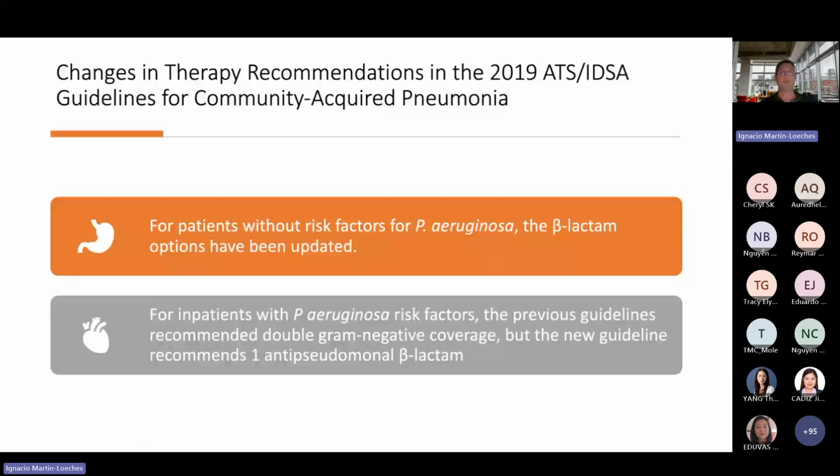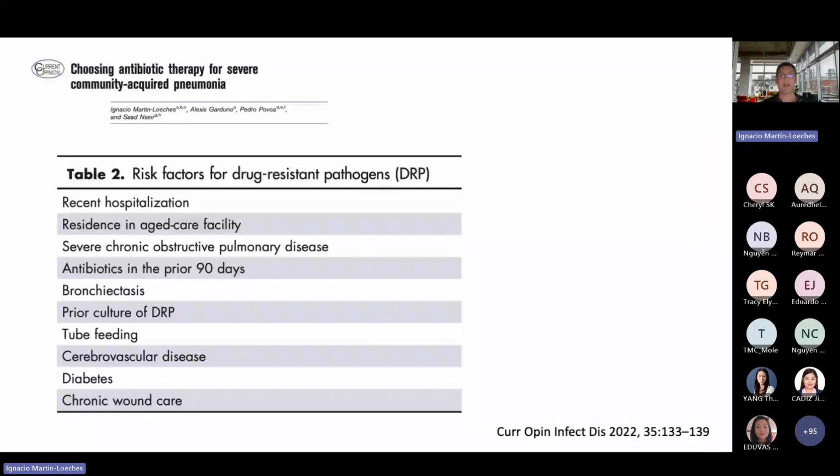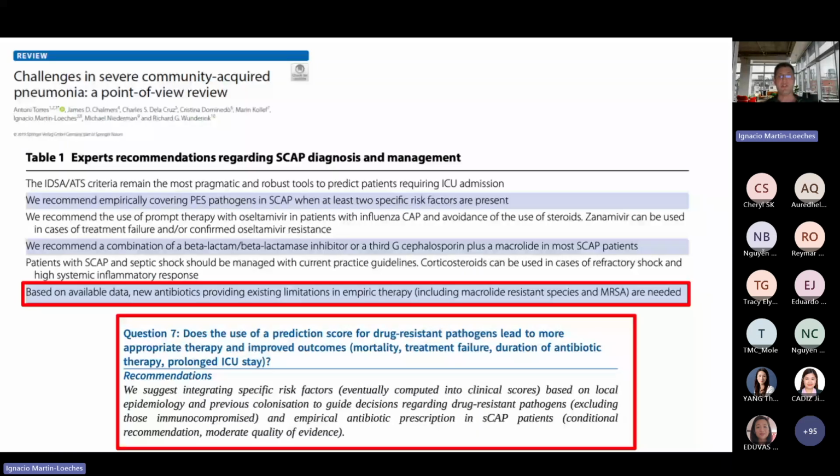And we also need to consider the risk factors for those patients to develop an NDR, because there are some guidelines recommending the use of anti-pseudomonal beta-lactams. We can take into account different risk factors. However, many of them are very heterogeneous. For that reason, in the guidelines we wanted to include different scores that help us detect the presence of NDR.